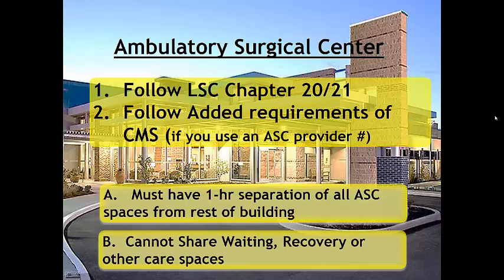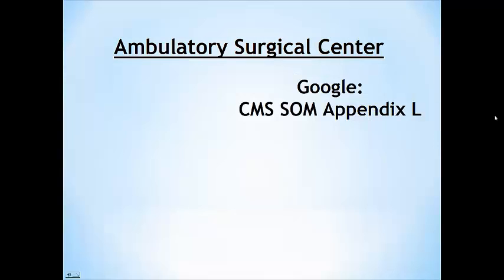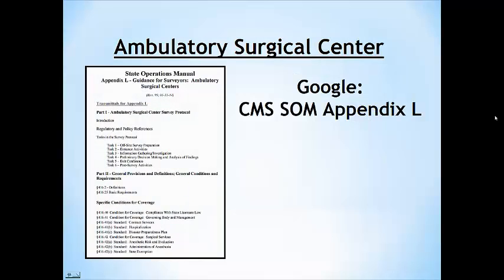Fortunately, for an ambulatory surgical center, there is documentation from CMS. If you just Google CMS, the SOM, the State Operations Manual, and you also Google Appendix L, Appendix L gives you all of the rules that CMS has on ambulatory surgical centers. Go to that. Here's what the first page looks like. It'll tell you what the Code of Federal Regulations are, and it'll tell you what the things are that the surveyors are supposed to be looking for.